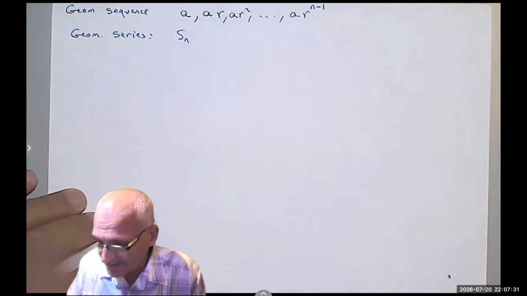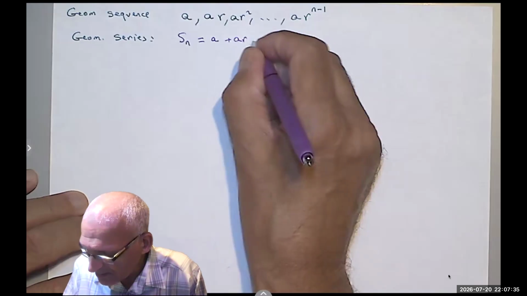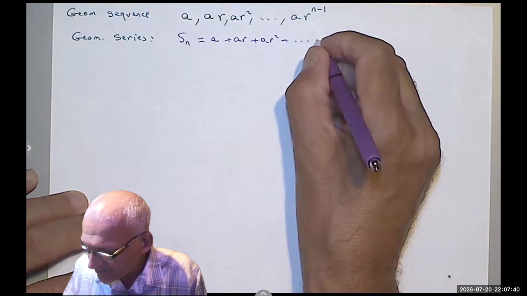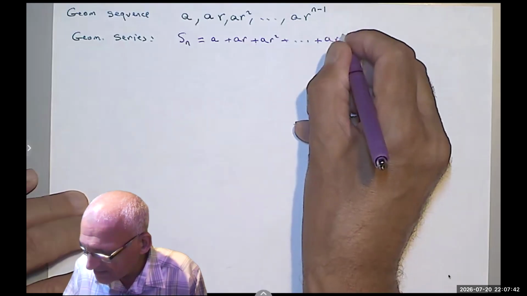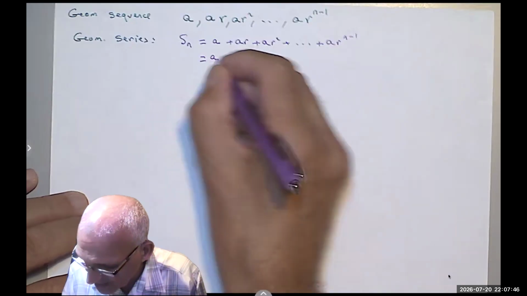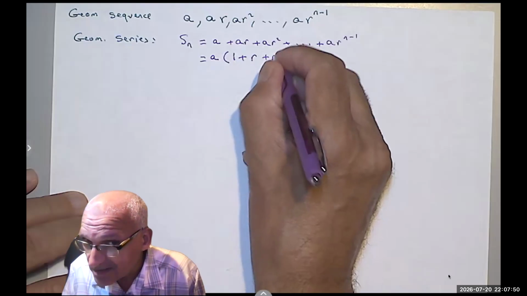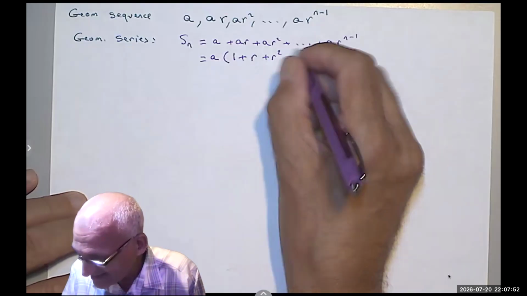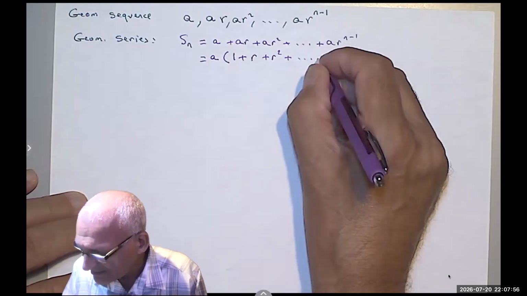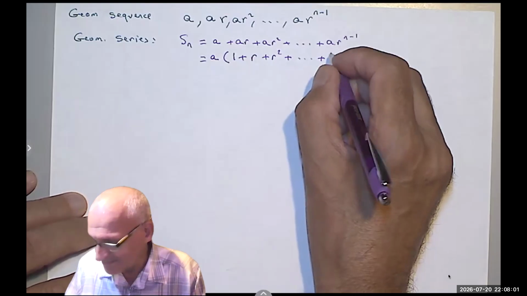If I want to add n terms, it would be A plus AR plus AR squared plus up to AR to the n minus 1. Then I'm going to factor out the A. So it becomes A times 1 plus R plus R squared and so on. Does it ring a bell? No? I would be so sad if you say no.